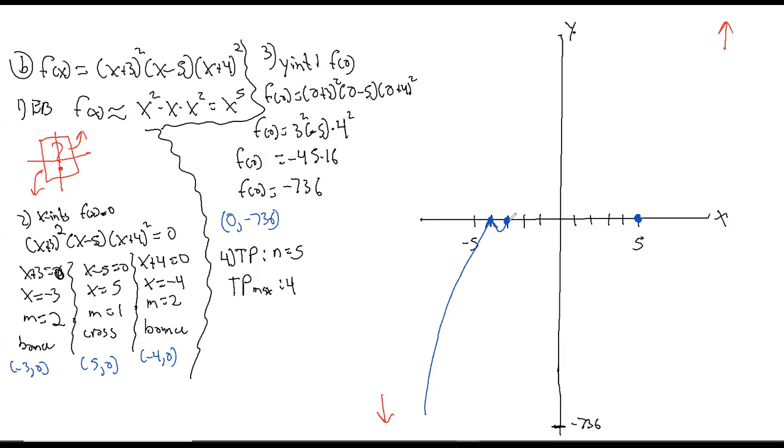Okay, so now at the negative 3, what are we doing? We are bouncing. So it's going to turn back around. So it's going to have another one of those little peaks right there. It's kind of a weird one.